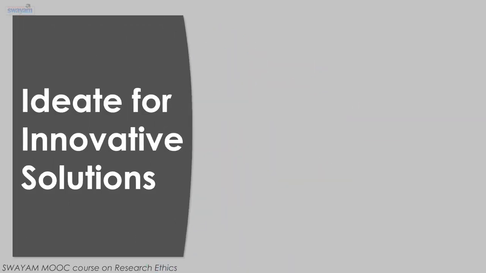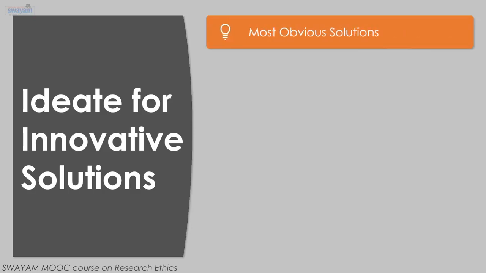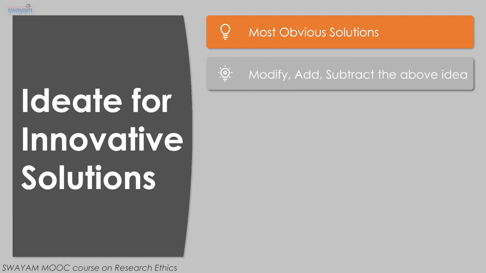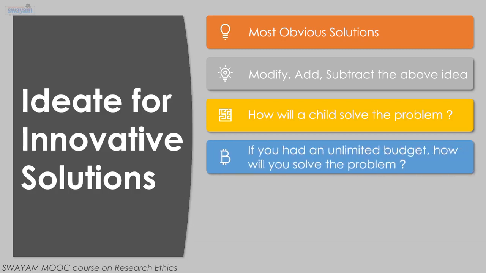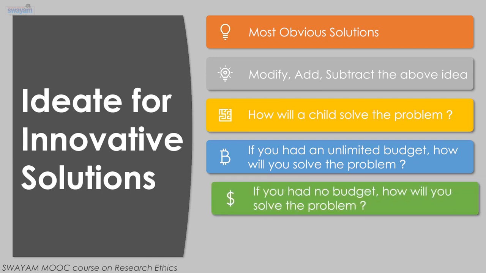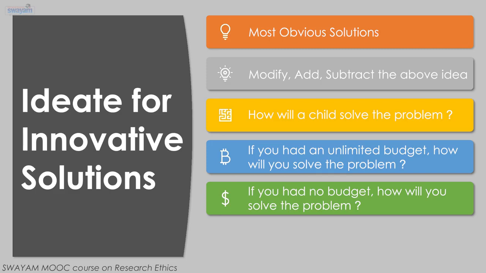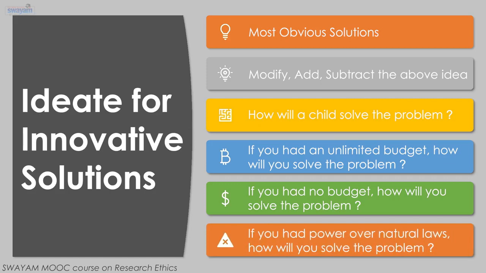Get a paper and pencil and start brainstorming. Make a list of the most obvious solutions for the problem. Next, modify, add, subtract the above idea and make it different. Think, how will a child solve this problem? If you had an unlimited budget, how will you solve the problem? If you had no budget, how will you solve the problem? If you had power over natural laws, how will you solve the problem? So was that interesting? Did you get a lot of ideas?